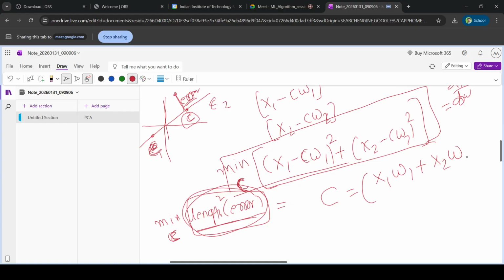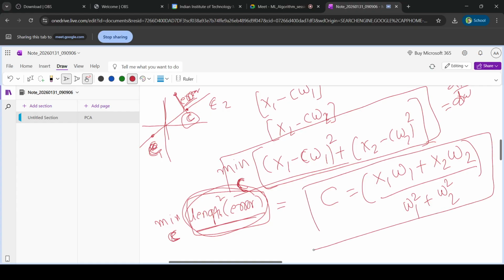Sometimes the questions will come and you need to use this formula, x1 w1 and x2 w2 and this square. So you will say, okay, I got this and I understood that this is what the C value is.